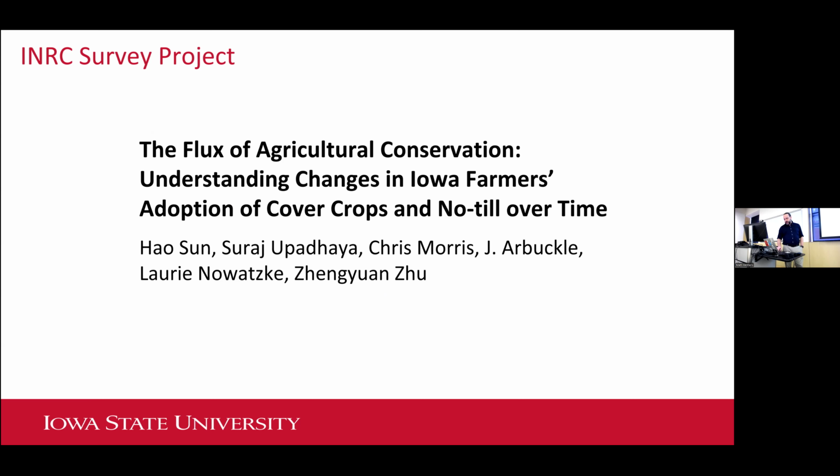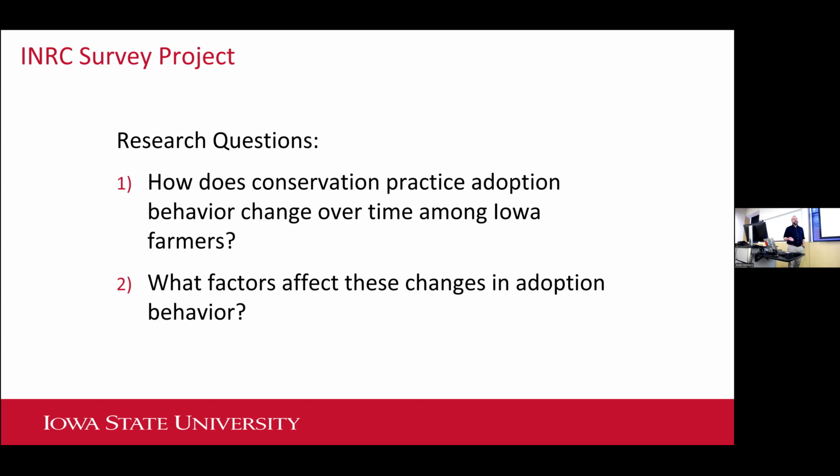This paper is currently in a revise and resubmit. Our main research questions were: how does conservation practice adoption behavior change over time among Iowa farmers? This is something, believe it or not, that hasn't been looked at, largely ignored in the social science research on conservation adoption. We tend to look at just one point in time. Does the farmer currently adopt conservation practices or do they not? And then we draw conclusions from there. What we haven't looked at as much is what do they do the next year and the next year?